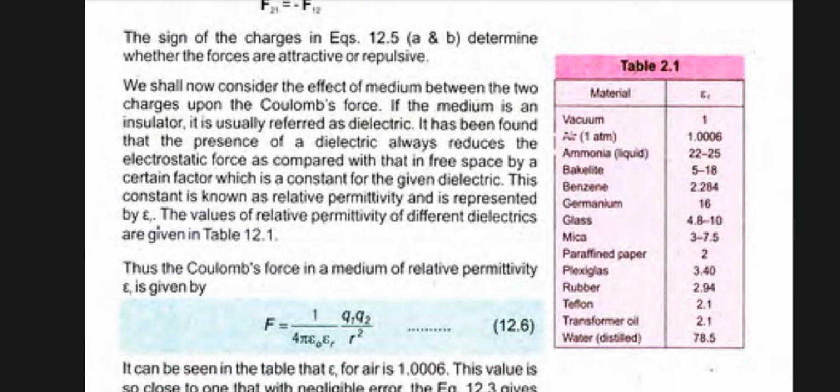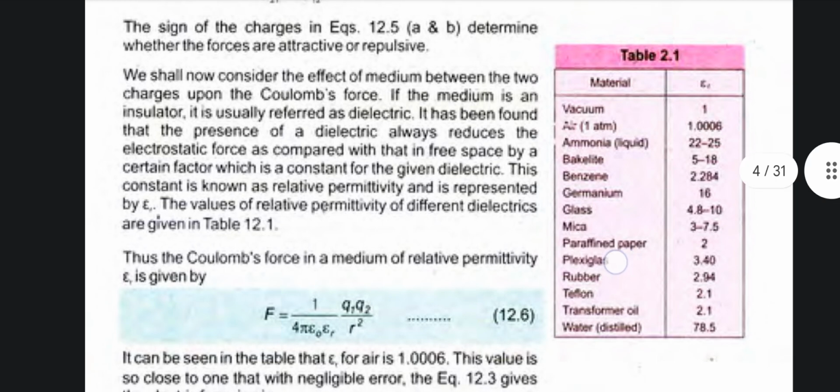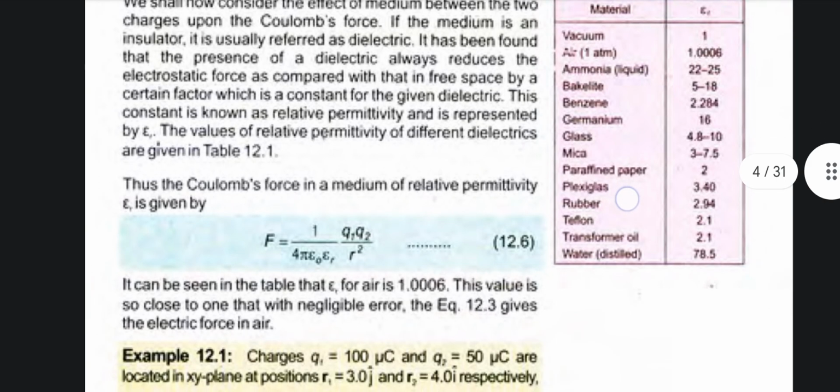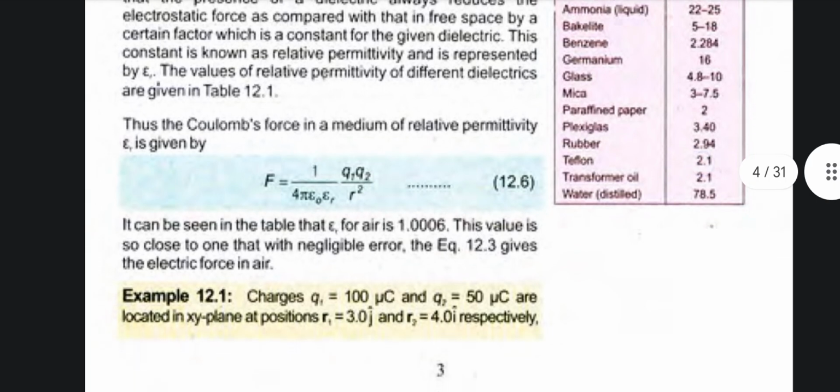We shall now consider the effect of a medium between the two charges upon the Coulomb's force. If the medium is an insulator, it is usually referred to as a dielectric. It has been found that the presence of a dielectric always reduces the electrostatic force as compared with that in free space by a certain factor, which is a constant for the given dielectric. This constant is known as relative permittivity and is represented by epsilon R. The values of the relative permittivity of different dielectrics are given in table 12.1.